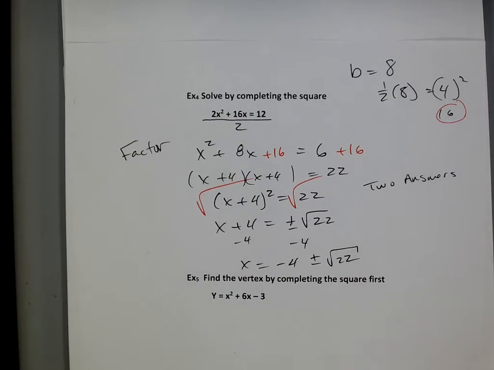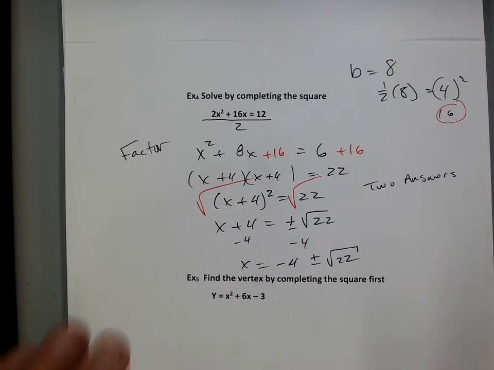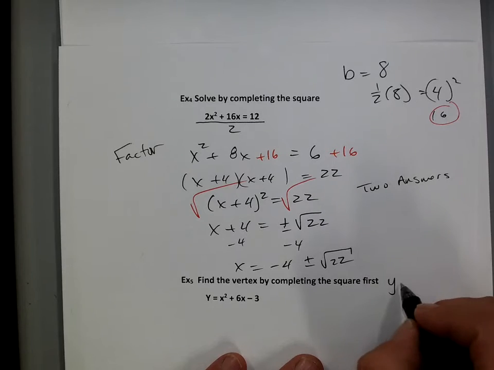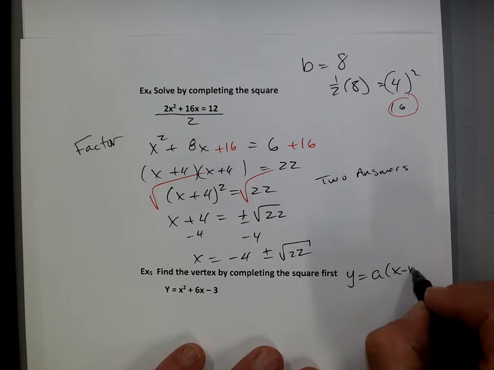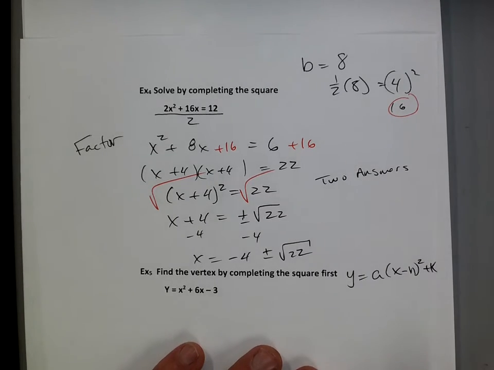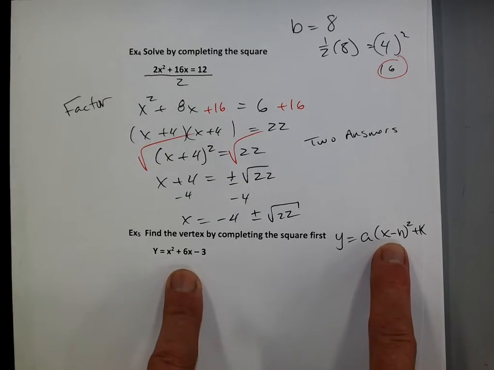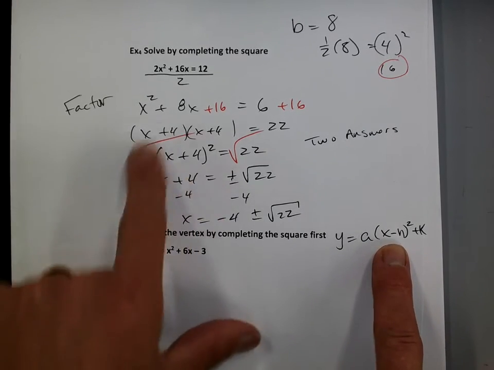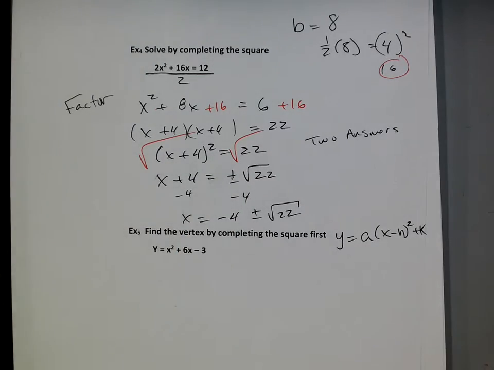Example 5. Find the vertex, because this is vertex form. So we need to put it in vertex form, which is y equals some a times x minus h squared plus k. All right? So if that's my vertex form, I need it to look like this, which means I need to go ahead and complete the square so I can make it look like that. So let's go ahead. Step 1.